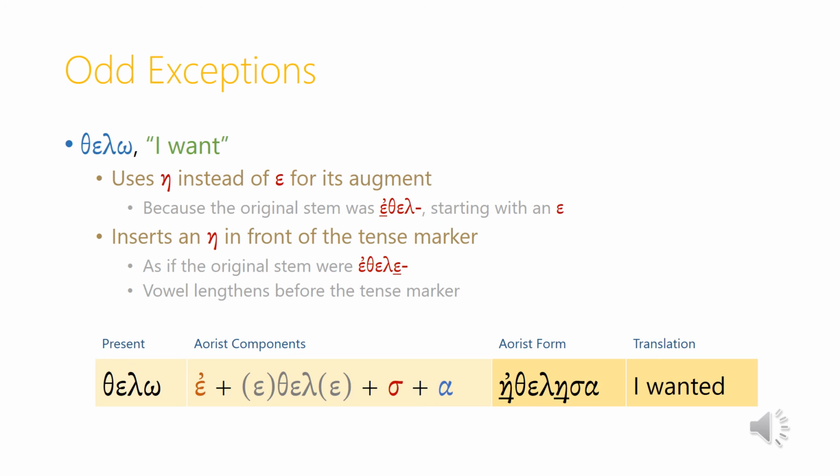That may or may not help you to remember this, but the form, in any case, of thelo in the aorist is formed by the epsilon augment plus the sort of imaginary stem ethele with that old epsilon at the beginning and an imaginary epsilon at the end, plus the sigma tense marker and the alpha. And both of those imaginary epsilons on this stem lengthen to etas. So the resulting aorist form is ethelesa, I wanted.